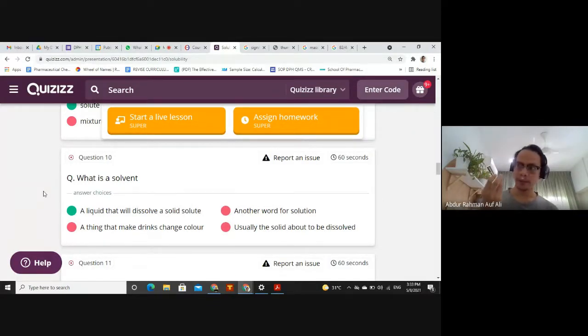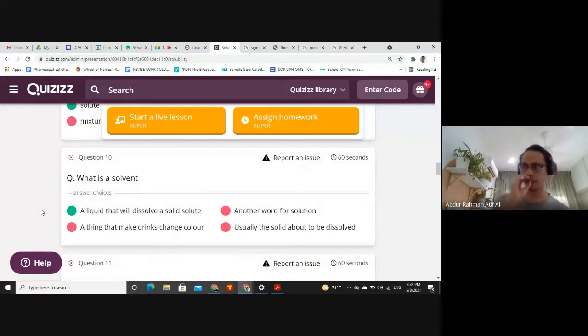So that's what I mean bila saya kata solute ni tak semestinya solid. It can be liquid, it can be gas. That's why dia specify kat sini a solid solute. So solute tak semestinya solid, tapi in this case dalam contoh saya bagi sini saya more fokus on solid lah, serbuk Milo, garam, gula.